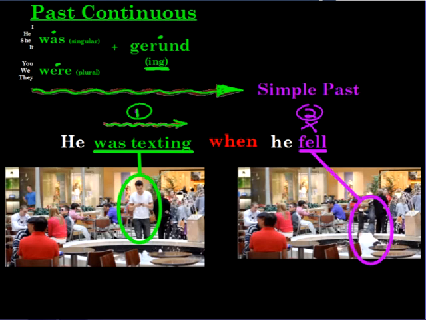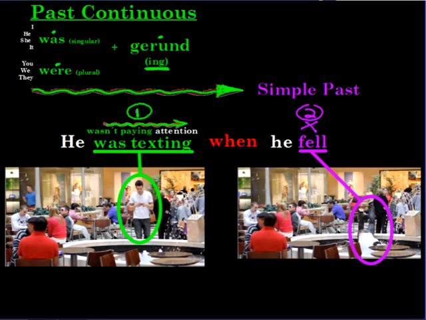Now, I can use the affirmation. I can say he was texting when he fell. Or maybe I could use a negative, and I could say, well, he wasn't paying attention when he fell. Okay? Again, it's still a past continuous sentence. He wasn't paying attention. So I just make the verb to be in the past tense negative.